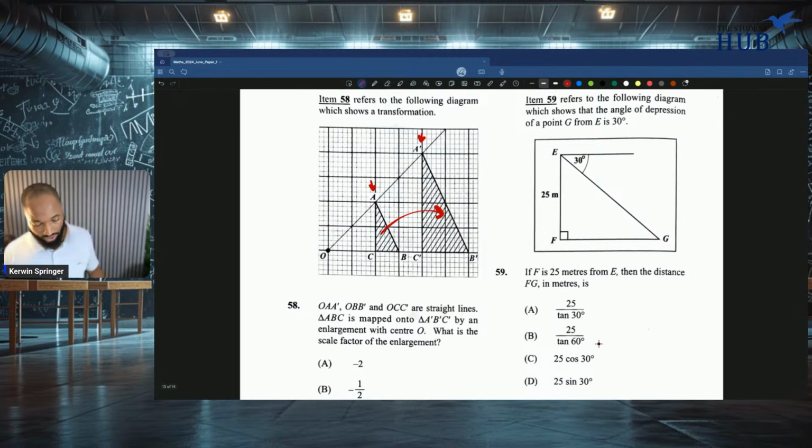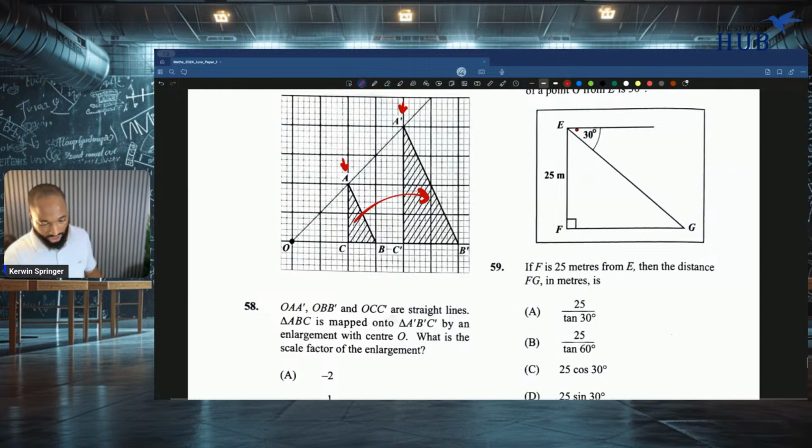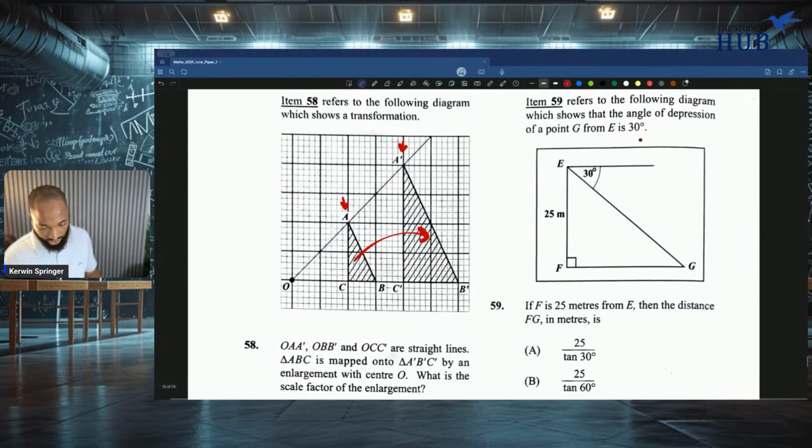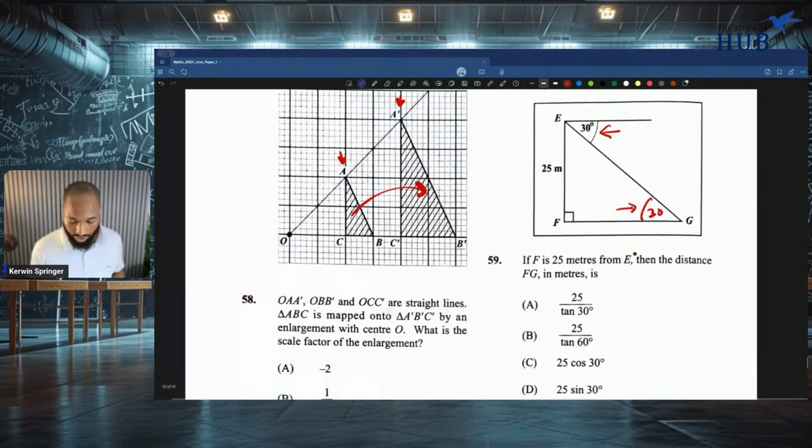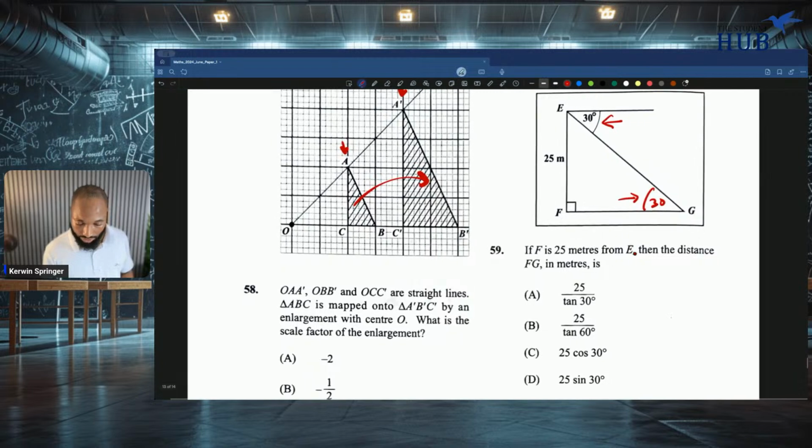If F is 25 meters from E, which is on the diagram, any other thing here? Depression 30, so this means this is also 30. Angle of depression and angle of elevation are alternate angles, and they are the same. Then the distance FG in meters, well, what are we going to use? Most of the time with angle of elevation and angle of depression, you're going to use tan, right? Because unless they include the hypotenuse, which is very rare, you're dealing with the opposite and the adjacent side. And what I want is the length of the adjacent side.